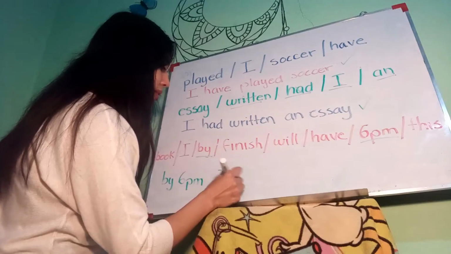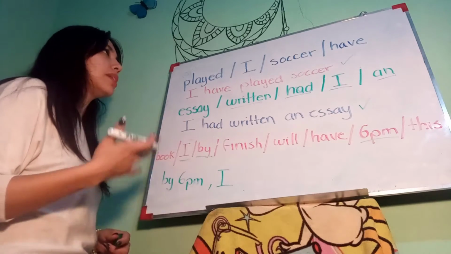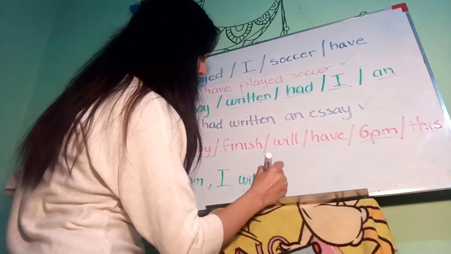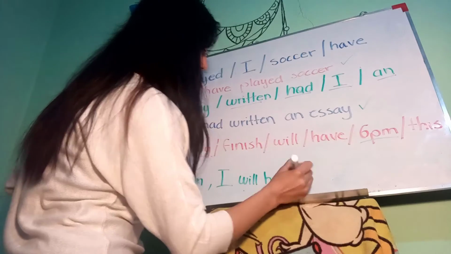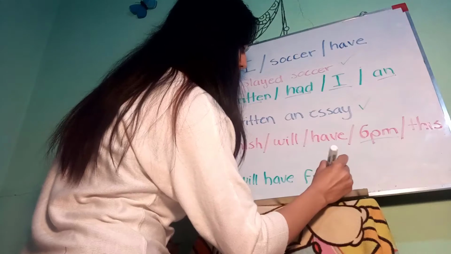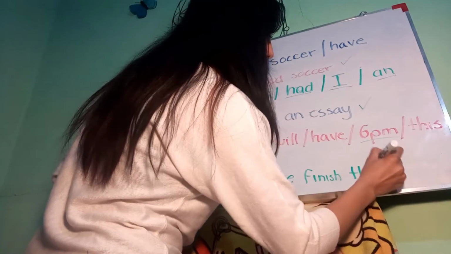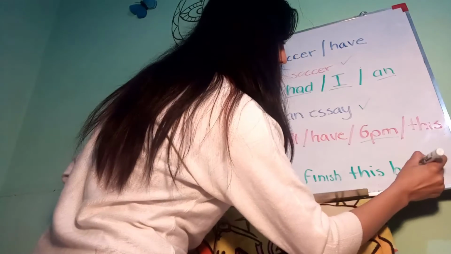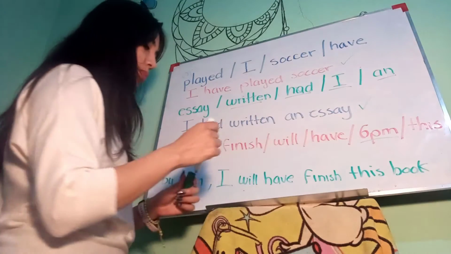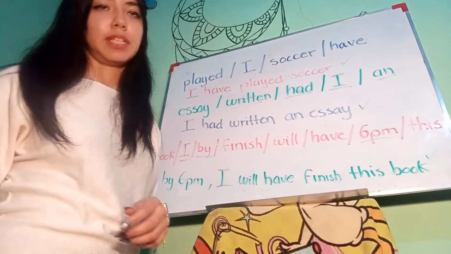I. My auxiliary. What is my auxiliary? I will have, finished, my action or my verb, this book. Okay, by 6 p.m. I will have finished this book. And this tense is future perfect.